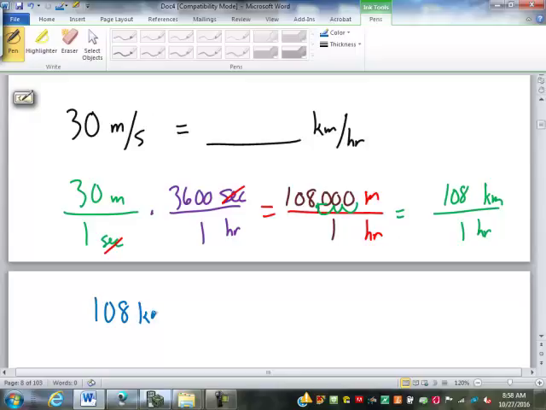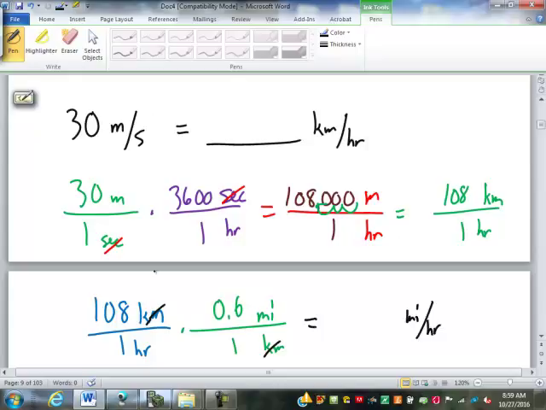So let's take that 108 kilometers per hour and change it to miles. But kilometers here, miles there. 1 kilometer is about 0.6. It's actually like 0.624, but 0.6 is what your book seems to be using. Miles. So the kilometers cancel out. We're left with miles per hour. 108 times 0.6 is 64.8 miles an hour.